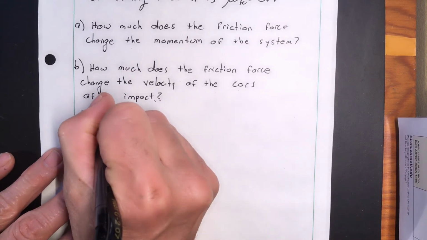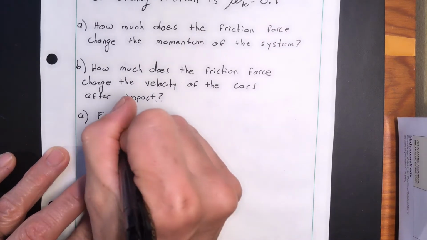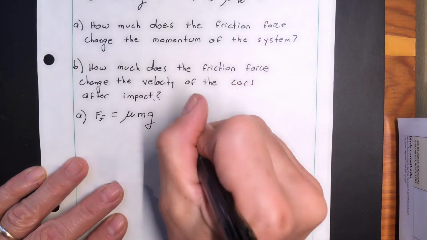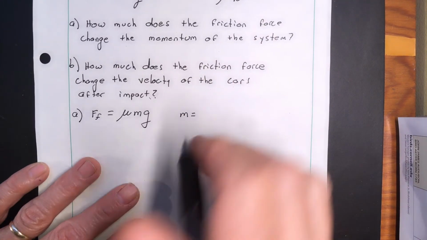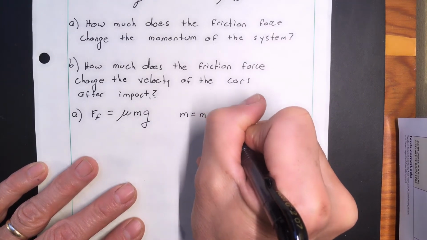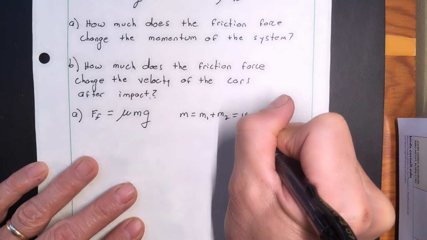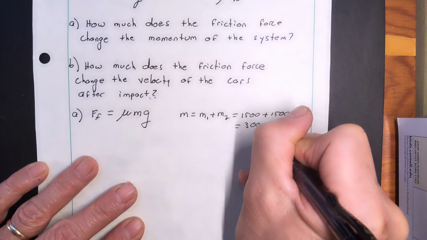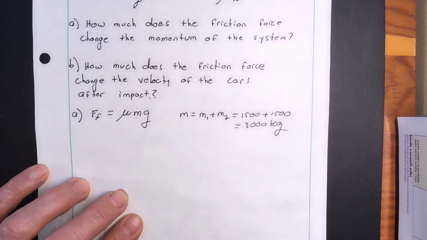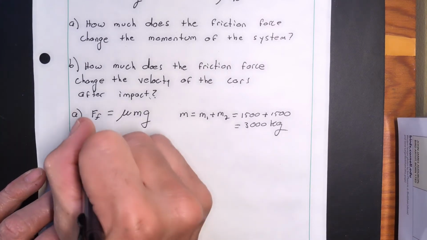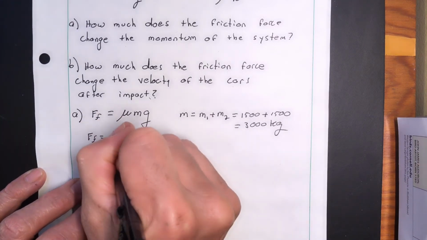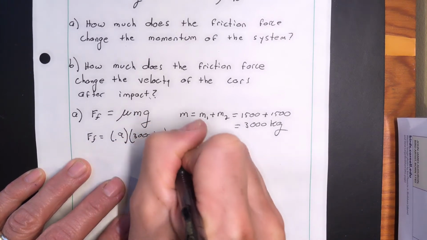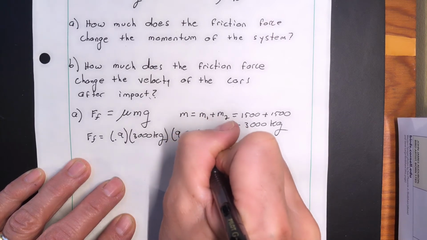So, friction force. That's mu mg. Right now, m is the total mass of the system because this is an inelastic collision. So it's m1 plus m2, and that's 1,500 plus 1,500 equals 3,000 kilograms. So we have all these. So the force of friction then is going to equal 0.9 times 3,000 kilograms times 9.81 meters per second squared.